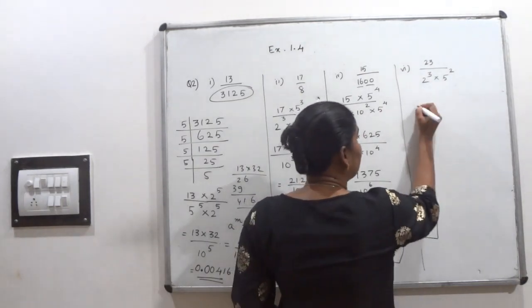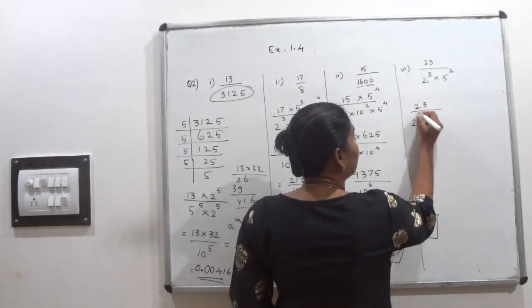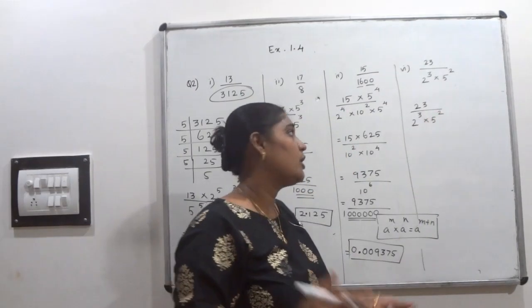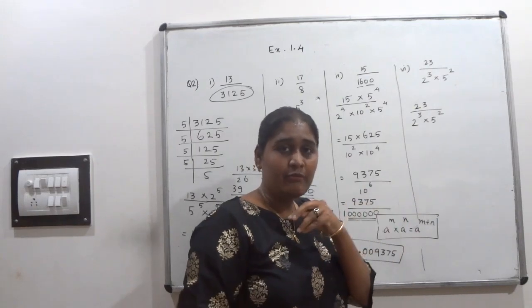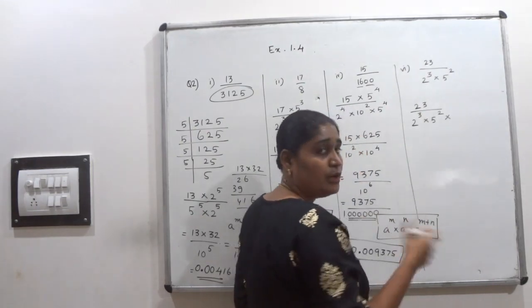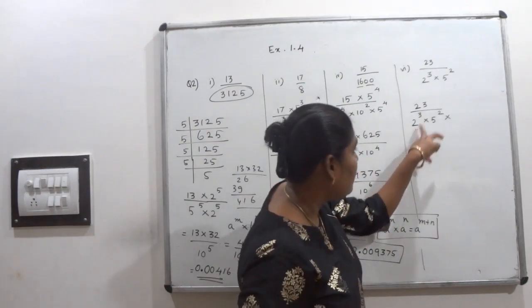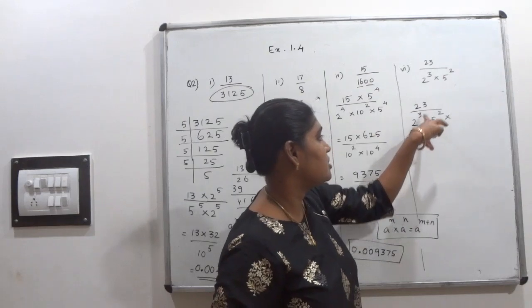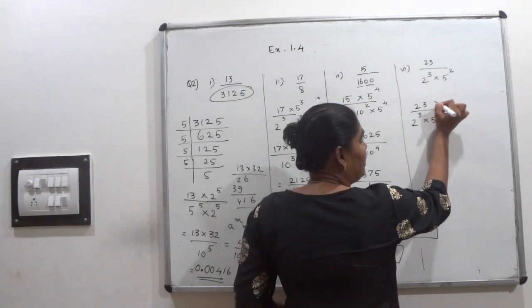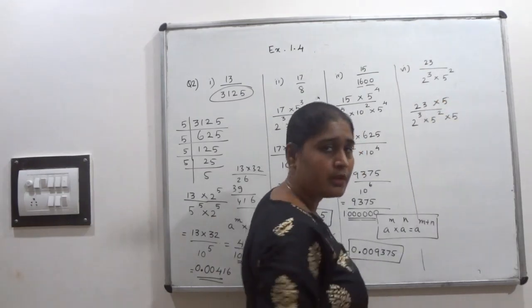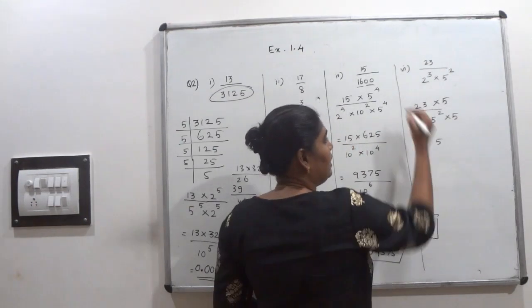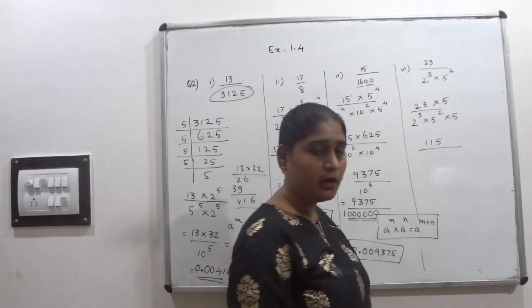Next one, 23 upon 2 power 3 into 5 power 2. Yes, the denominator is already given in the form of prime factorization. So I have to change the denominator into 10 powers. So you see here, 5 power 2, this is 2 power 3. See, may I multiply 5 in numerator and denominator? Yes. 23 into 5, that is what? 115.